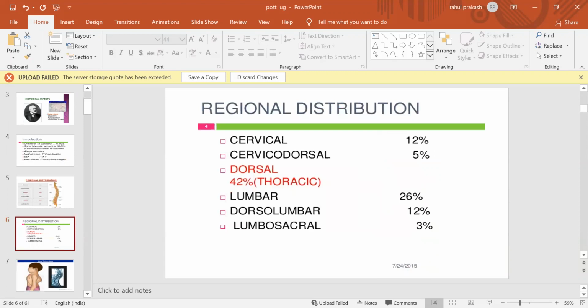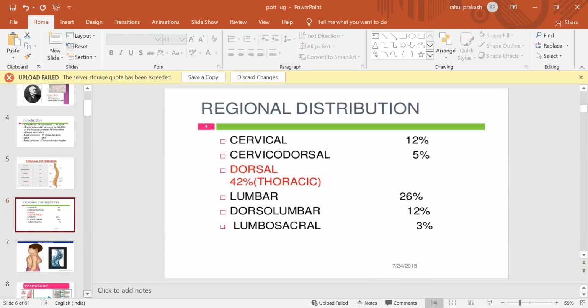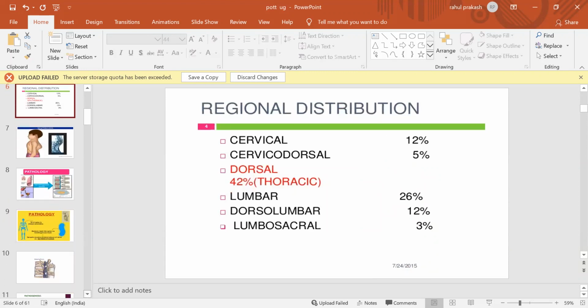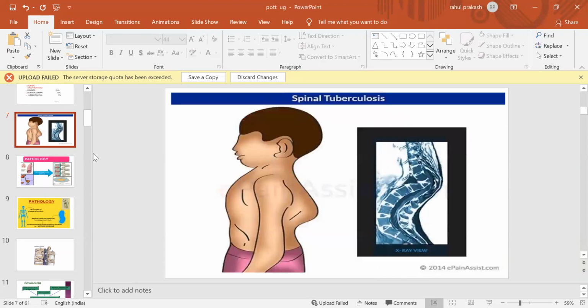It is the same thing, there is nothing extra in this. Just remember the thoracic area. So this is spinal tuberculosis. This is kyphosis. Kyphosis is anterior, there is wedging. This is known as kyphosis. So in the thoracic area there is kyphosis because of tuberculosis.